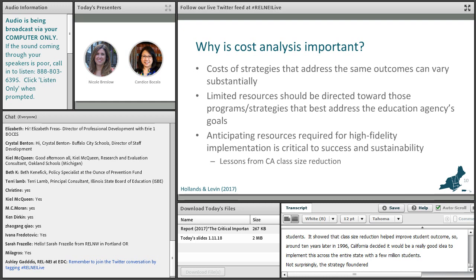Not surprisingly, the strategy floundered for a long time. And why? Because they didn't have enough qualified teachers, and they couldn't train enough teachers fast enough, and they didn't have enough space for all the additional classrooms created. So that would have been a good instance where if they had considered the resource requirements in advance, they might have decided to roll things out on a gradual basis rather than try and do it all at once.